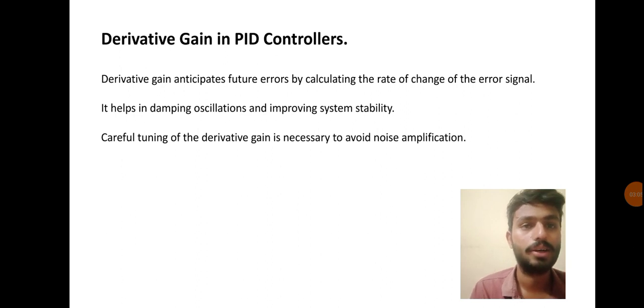Derivative gain in PID controllers. Derivative gain anticipates future errors by calculating the rate of change of the error signal. It helps in damping oscillations and improving system stability. Careful tuning of the derivative gain is necessary to avoid noise amplification.